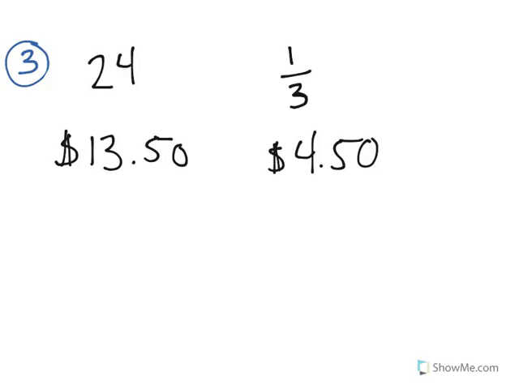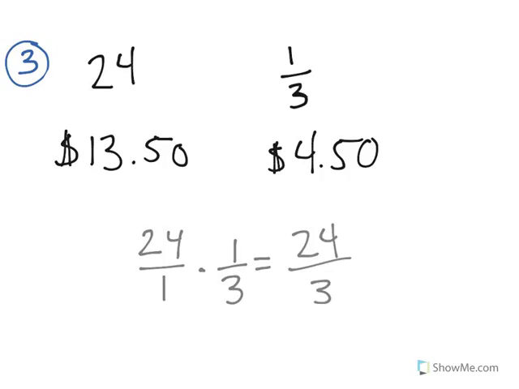So the first thing that I'm going to do is start by finding out how many students went to see the 3D movie. So we're going to do 24 over 1 times 1/3. Multiplying straight across gives me 24/3. And 24 divided by 3 is going to equal 8. So 8 students paid the $4.50 to go see the 3D movie.